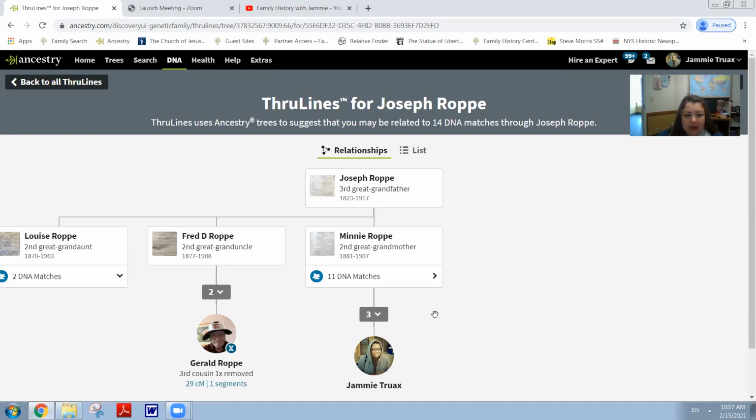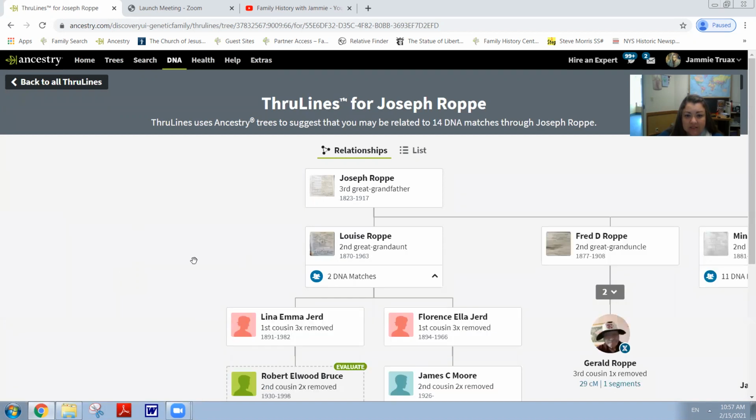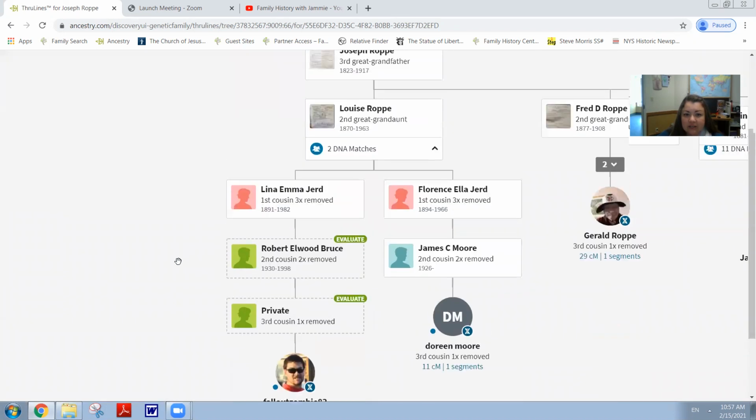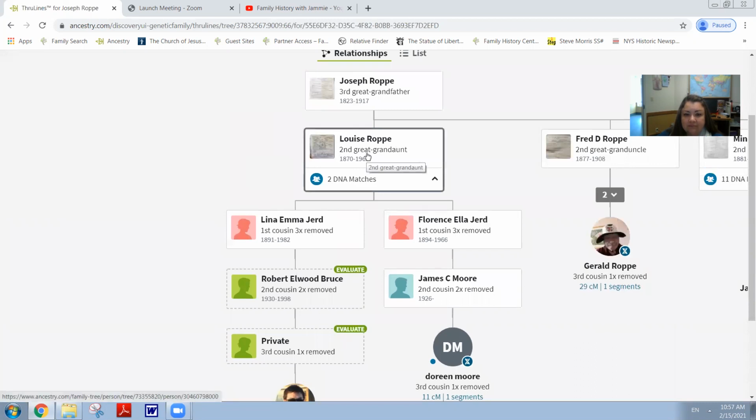So Joseph Rope had 3 children. Louise Rope, this is my second great aunt. If I look here, there's 2 DNA matches. And here's her tree, okay? So if they're solid lines like this, do you see this? Versus this is a dotted line. This means I have these people in my tree. This right here, these dotted lines are suggested.